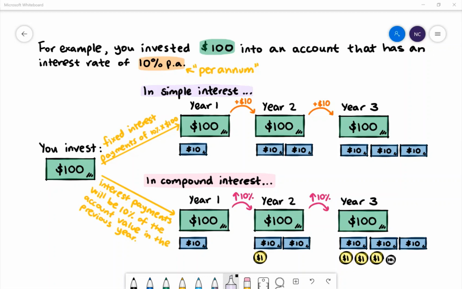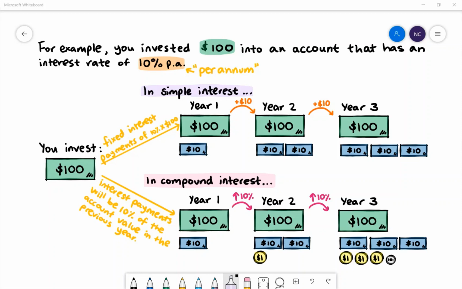In compound interest, interest payments will be 10% of the account value in the previous year. In the first year, you will gain 10% of $100, which is $10. You will have $110 at the end of the first year. In the second year, your interest payment will be 10% of $110, which is $11. At the end of the second year, you'll have $110 plus $11, which is $121.